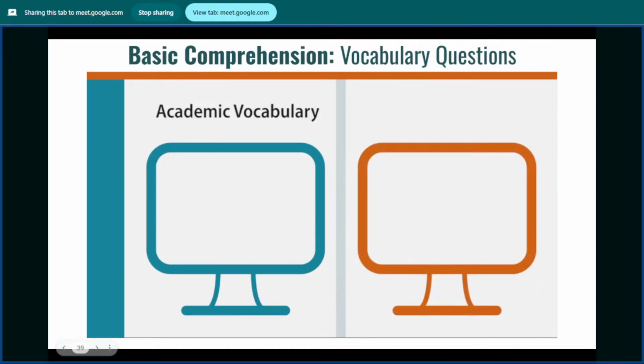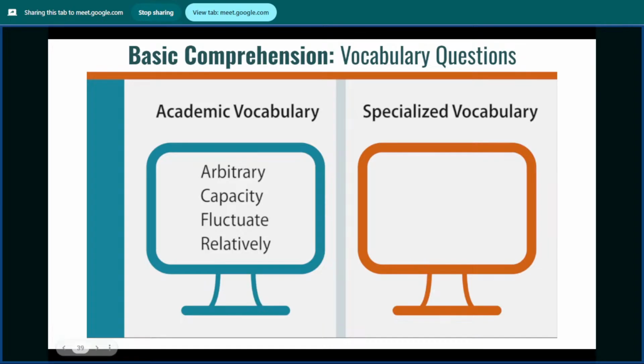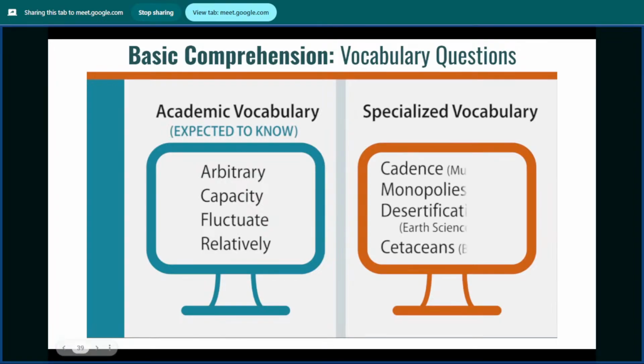Keep in mind that there's a difference between academic vocabulary and specialized vocabulary. Academic vocabulary words can be used across many fields of study. These are the kinds of words you'll be tested on. Specialized vocabulary words are specific to one field. If words like this are in a TOEFL reading passage, they will be defined for you.